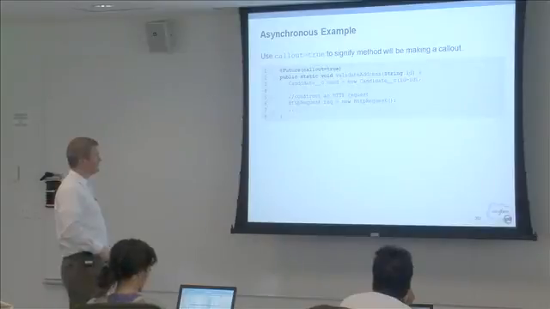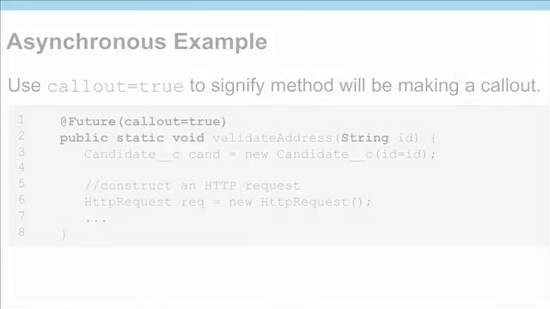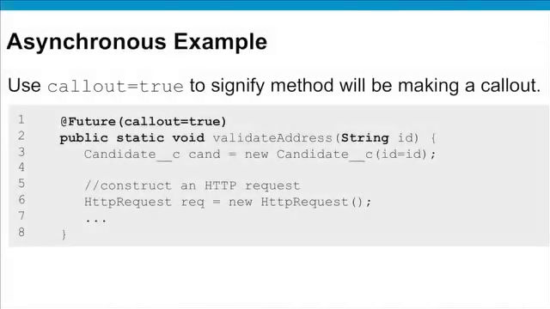All right. Here's an example here. There's the future annotation, and then there's this attribute, callout equals true. And callout equals true means that this can do a web service callout. If it's callout equals false, or if you leave it off, it will not be able to do a web service callout. So it's just something you need to do when you're writing a future method and you want to do a web service callout like we're doing in line 6 down here. Okay?